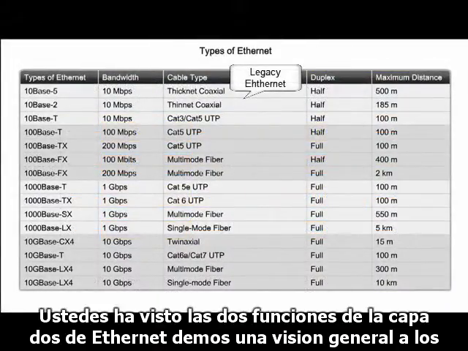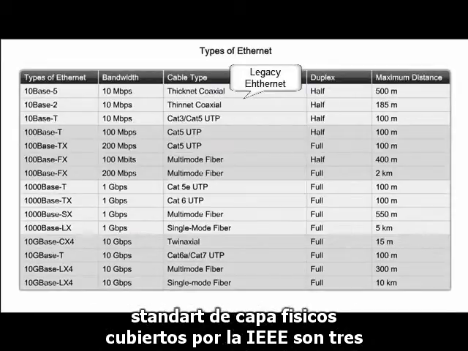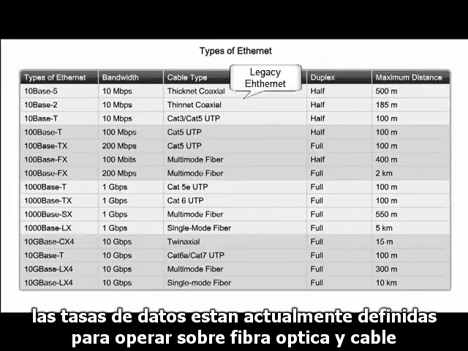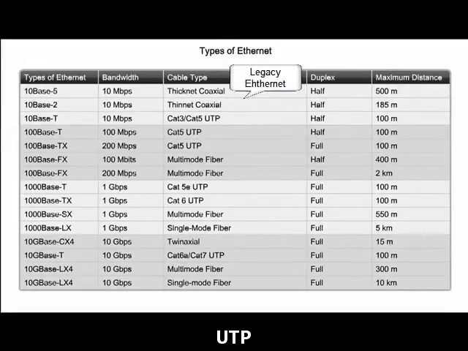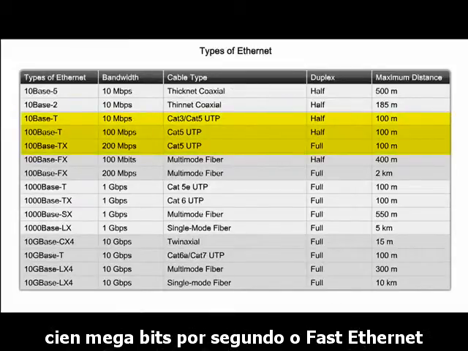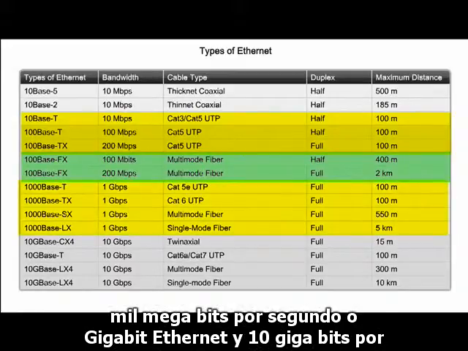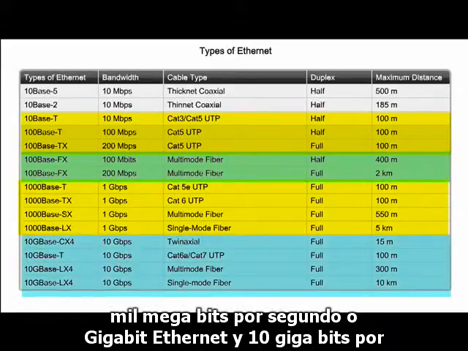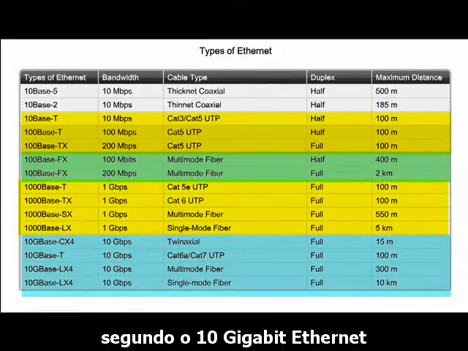You've seen how Layer 2 Ethernet functions. Let's overview the physical standards. Ethernet is covered by the IEEE 802.3 standards. 4 data rates are currently defined for operation over optical fiber and twisted pair cables. These are 10 megabits per second, called 10BASE-T Ethernet, 100 megabits per second, or Fast Ethernet, 1000 megabits per second, or Gigabit Ethernet, and 10 gigabits per second, or 10 Gigabit Ethernet.